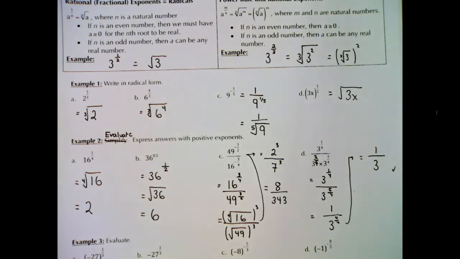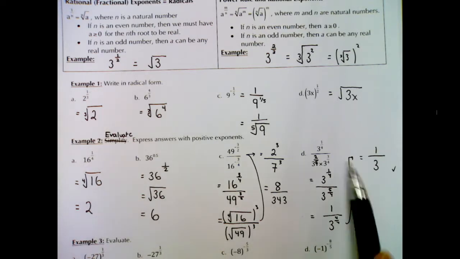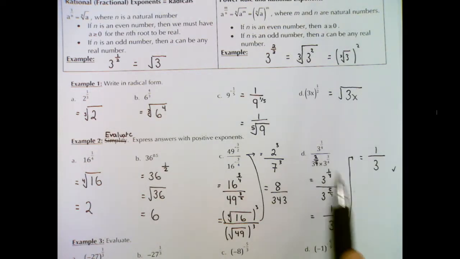So usually switching to roots is advantageous, but if you switch to roots and you can't actually take the root, and you have terms that have a common base, you should use your exponent rules to simplify and then evaluate.